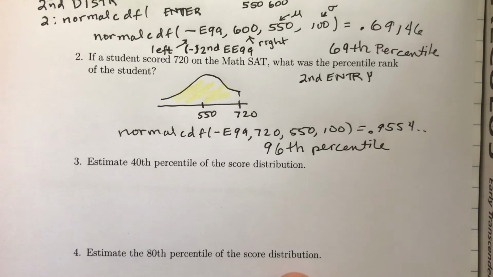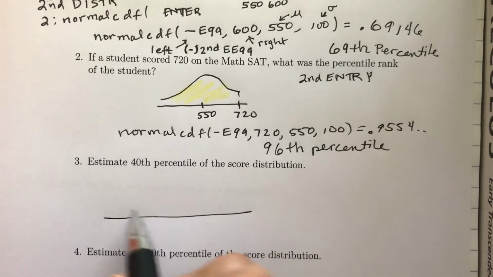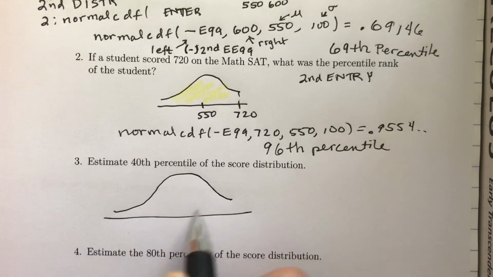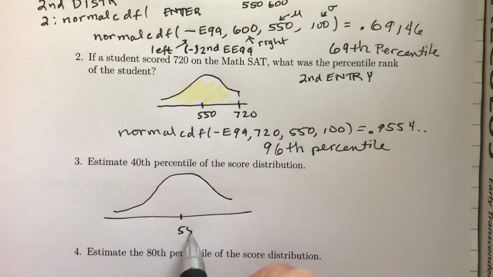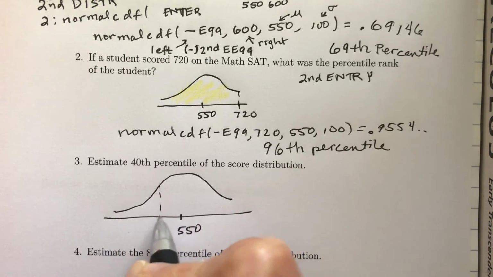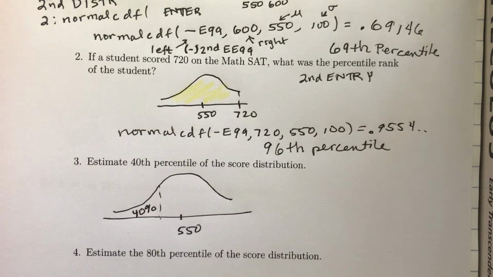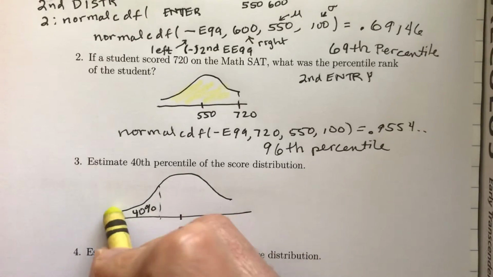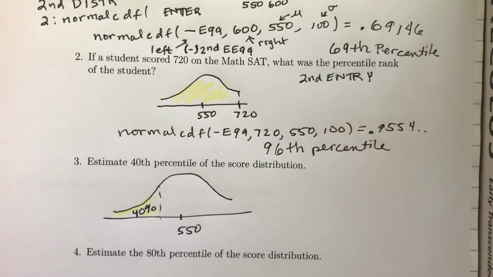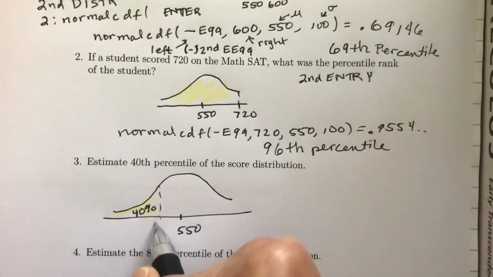Now what we're doing is trying to find the 40th percentile. If you're right there halfway, that's the 50th percentile. So the 40th percentile is this area being 40%. Half the area is the area of 50%. So we're trying to find this value x.